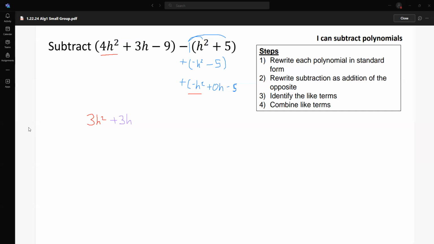For our last one, we're going to do this in black. -9 plus -5. Sorry, my bad. That becomes -13. Hold on, wait. I'm sorry, -14. This would be your final answer for this problem.